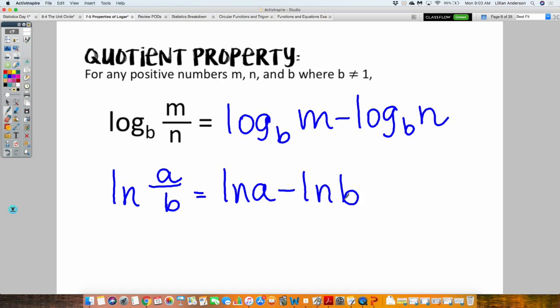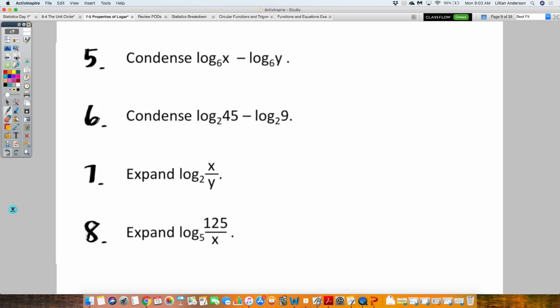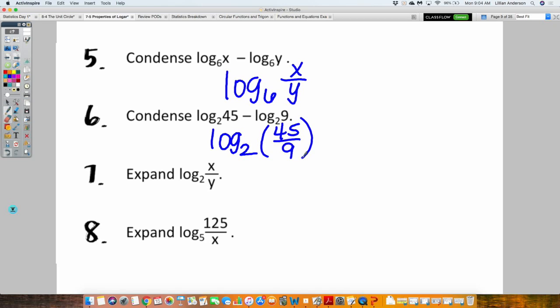All right. So let's condense the first two. Let's expand the bottom two. So again, anytime you see subtraction, you condense it and it becomes log base 6 of x over y. Anytime you condense, it always becomes one logarithm, not two separate ones, just one. What about this next one? 45 over 9. Can 45 over 9 simplify? What does that become?